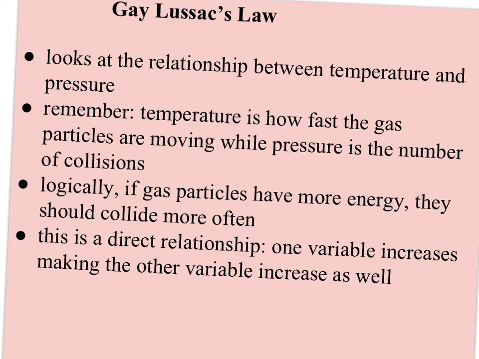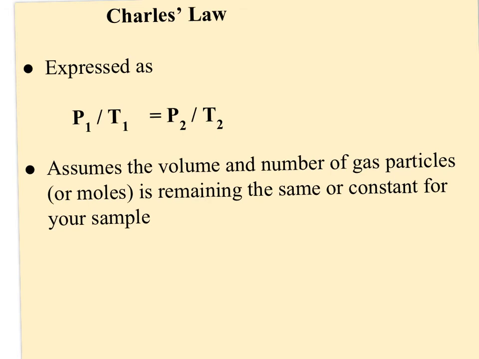So let's look at the next gas law, which is Gay-Lussac's law, and it looks at the relationship between temperature and pressure. Again, remember, temperature is how fast the gas particles are moving, while pressure is the number of collisions. So logically, if gas particles have more energy, we would expect them to collide more often. So again, this is a direct relationship. One variable increases, the other increases as well. So this will also be expressed as P1 over T1 equals P2 over T2, and it assumes the volume and number of gas particles is remaining the same or constant.